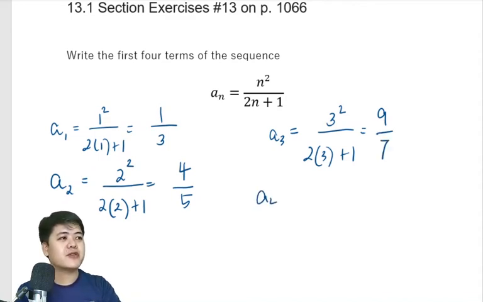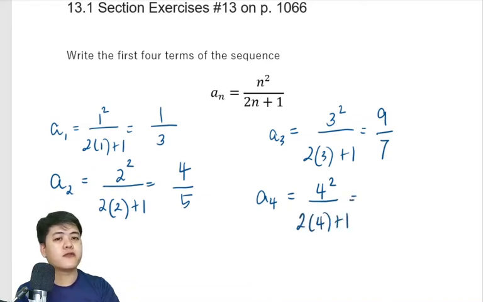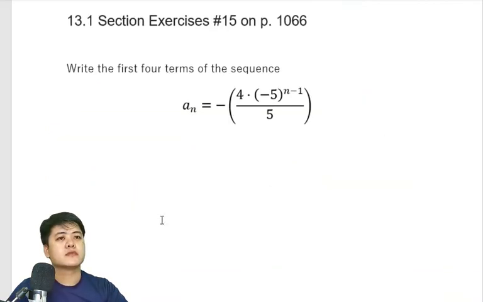And lastly, the fourth term. Substitute 4. We get 4 squared over 2 times 4 plus 1. 4 squared is 4 times 4. It is 16. 2 times 4, that's 8 plus 1. So that's 9. So therefore, the first 4 terms are 1/3, 4 over 5, 9 over 7, and 16 over 9. And lastly, let's have number 15.